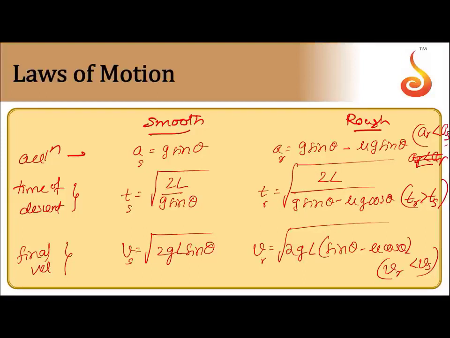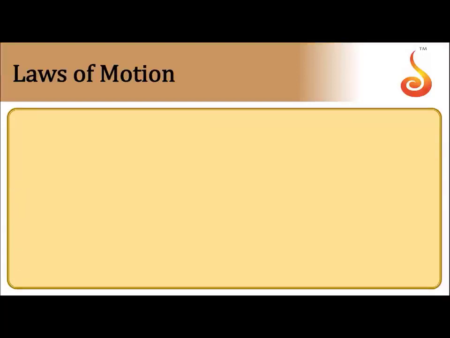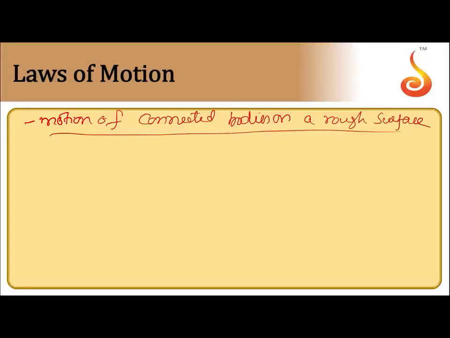What if I consider motion of an object, or say motion of connected bodies on rough surface? Let us take up this last part. Motion of connected bodies on rough surface. First, I will consider this case. There is a block and there is an incline, there is a pulley mass system, and this is the arrangement. This is M2, this is M1.